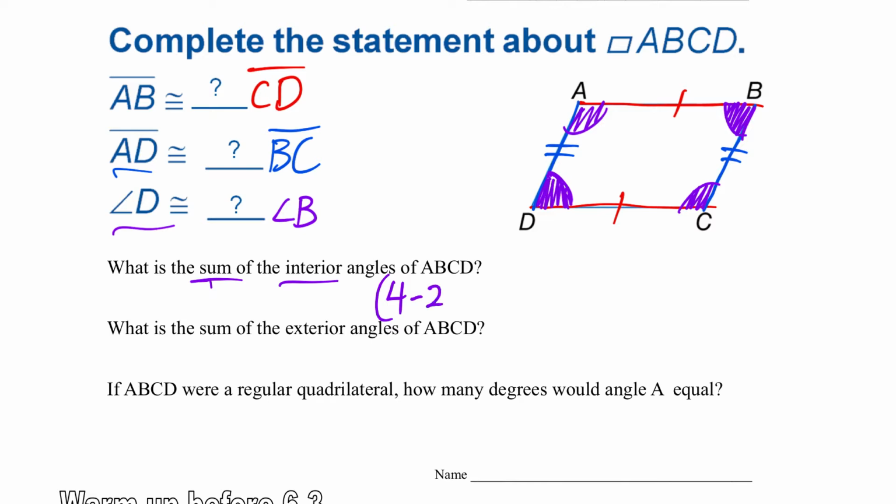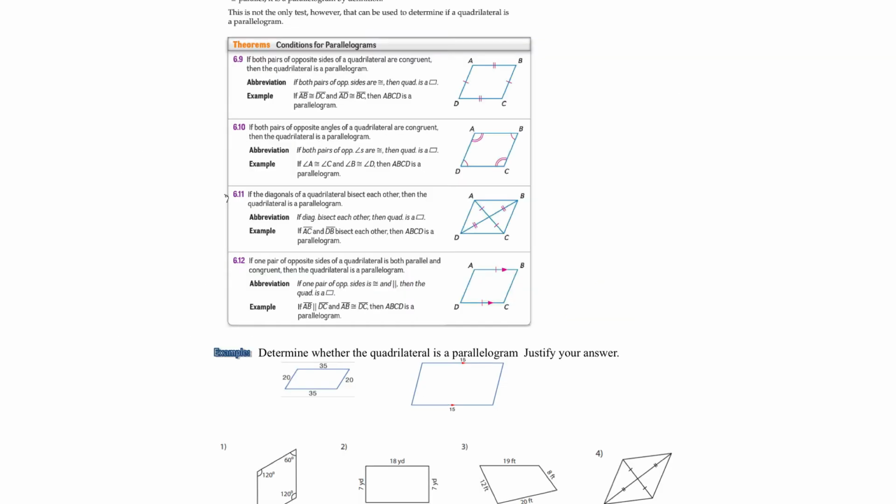360. Okay, remember, I just want you to remember this. If you forget, use the formula n minus 2 times 180. So this one has four sides, so 4 minus 2 times 180 is what? 360. Is 360 degrees. Okay, I'm going to go ahead and move on.